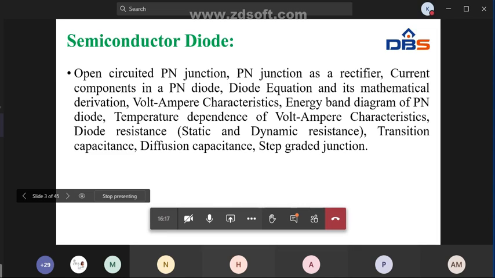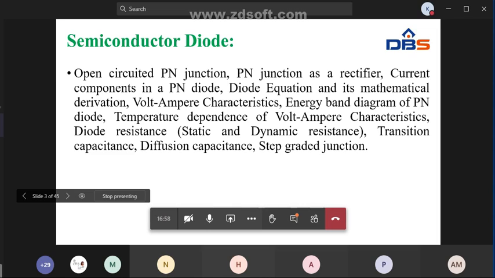What are the different current components in a PN junction diode? So diode equation and Volt-Ampere characteristics. So VI characteristics of the diode, energy band diagram of PN diode, temperature dependence of Volt-Ampere characteristics, diode resistance. In this we are having static and dynamic resistances, and the capacitance, transition capacitance and diffusion capacitance. So these are the contents involved in your first unit.